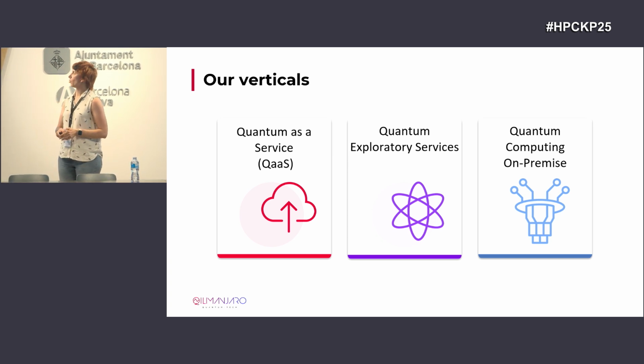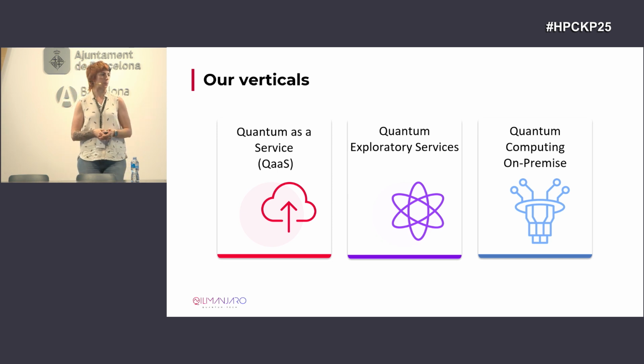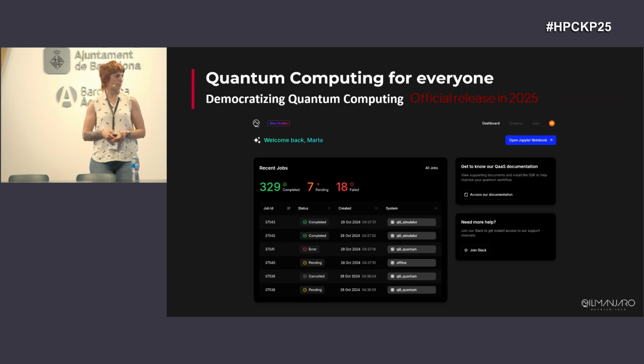The first one is quantum as a service. I will enter into detail on what it is. Then we also have quantum exploratory services, and then quantum computing on-premise. I will go fast through each of them.